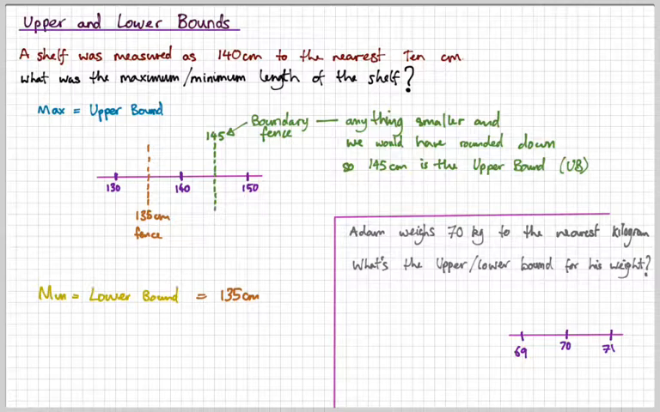So, since we're rounding to the nearest kilogram, the biggest it could have been would have been right here. This would have been the fence, the boundary point, 70.5. Anything smaller, and we would have rounded down to 70 kilograms, to the nearest kilogram. So this would be the upper bound. The lower bound would have been here, 69.5, because if we're rounding to the nearest kilogram, 69.5 kilograms or more, we would have rounded up to 70. So again, that's the boundary or the fence. So the upper bound would have been 70.5 kilograms and the lower bound 69.5 kilograms.